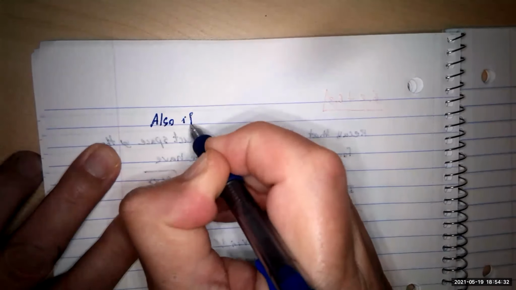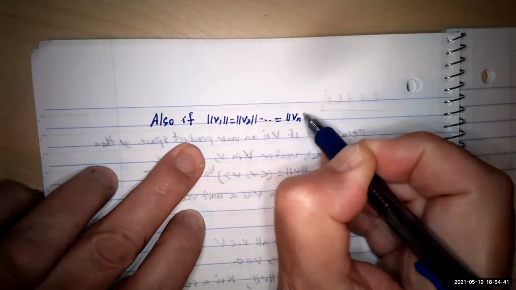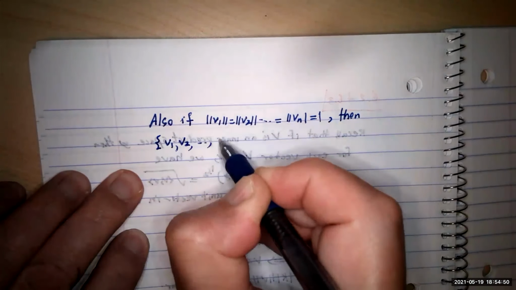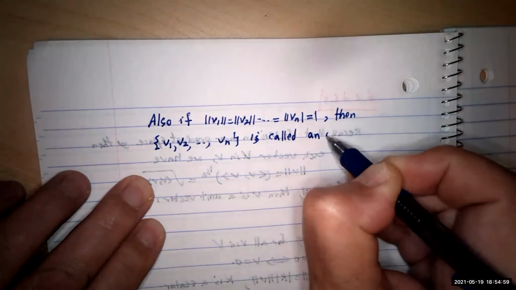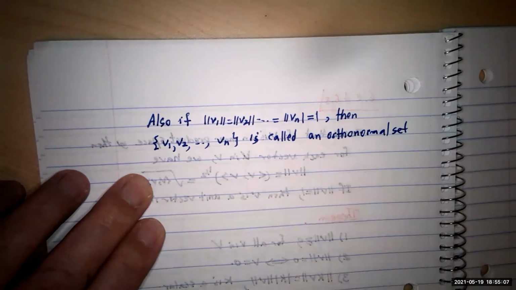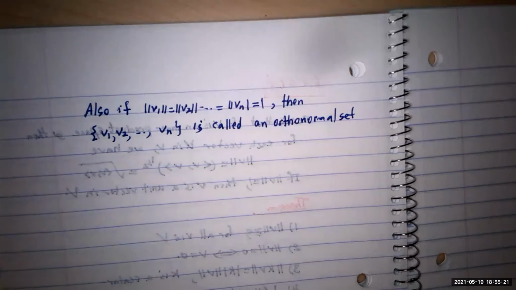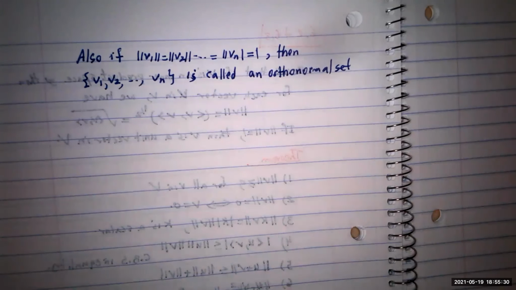If we have the fact that the norm of V1 equals the norm of V2 up to the norm of Vn happens to be equal to one, then that set of vectors V1, V2 up to Vn is going to be called an orthonormal set. We call it an orthonormal set if these vectors are unit vectors. Our target is, if you give me a vector in an inner product space, I give you one of these as an orthonormal basis, not just a set.